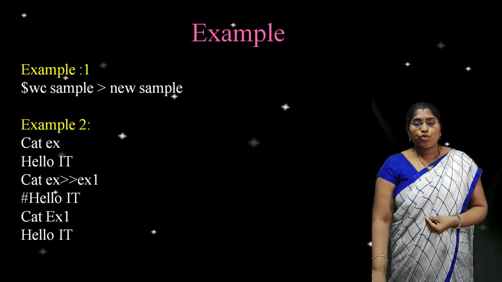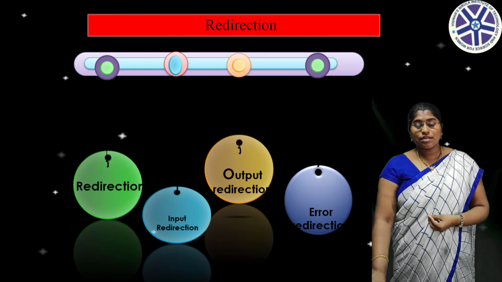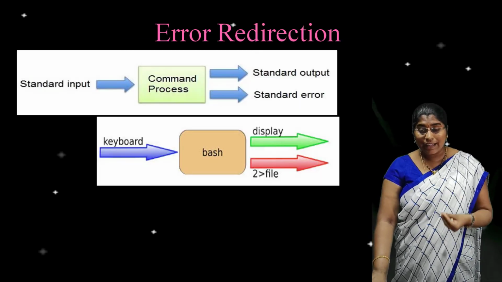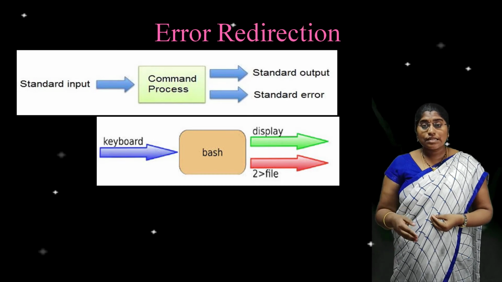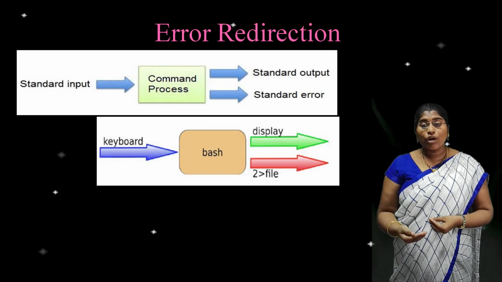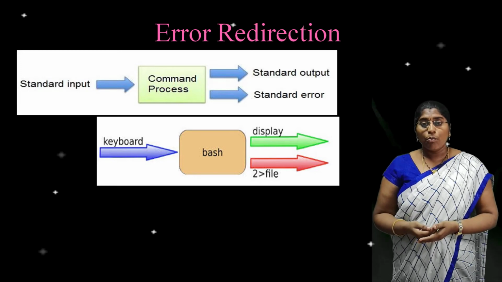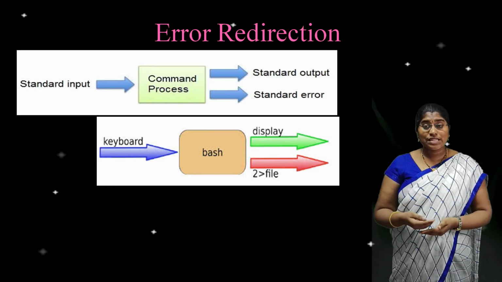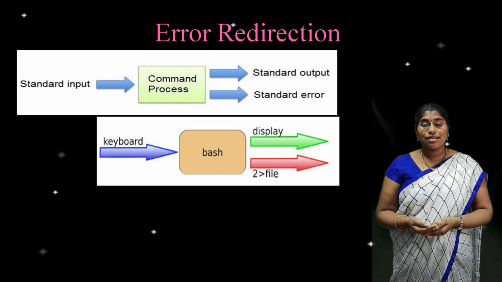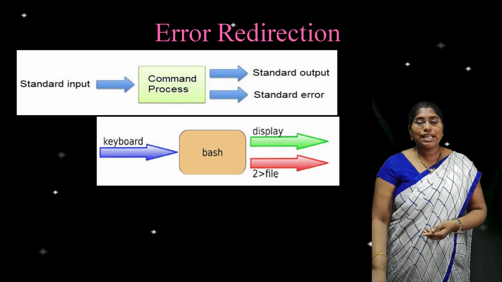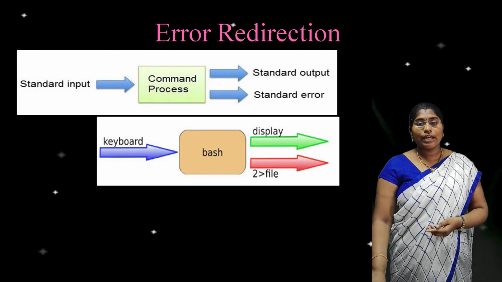And let's see the next one, error redirection. This is the third category. One of the difficulties with the standard error stream is that by default it is combined with the standard output stream on the monitor. Okay, let's see an example of error redirection.